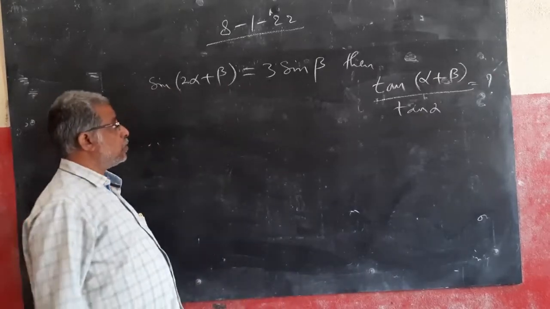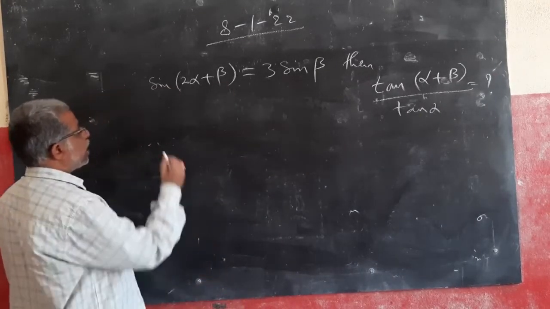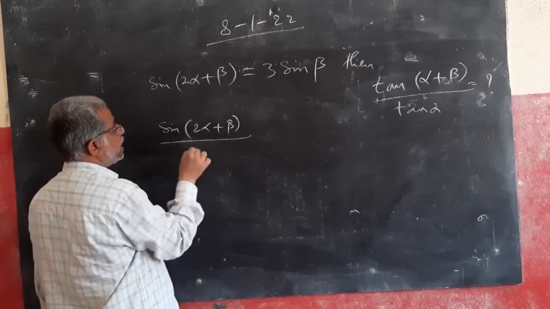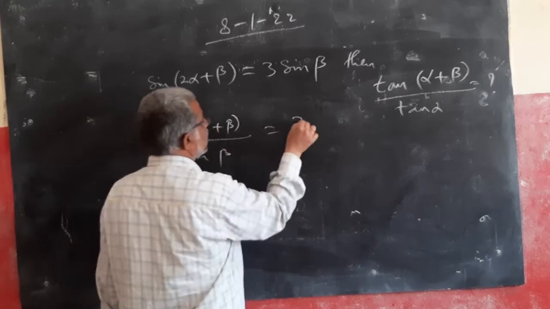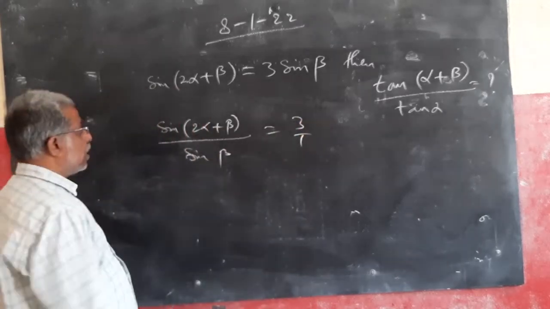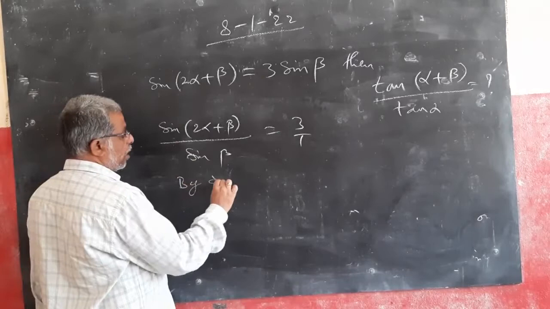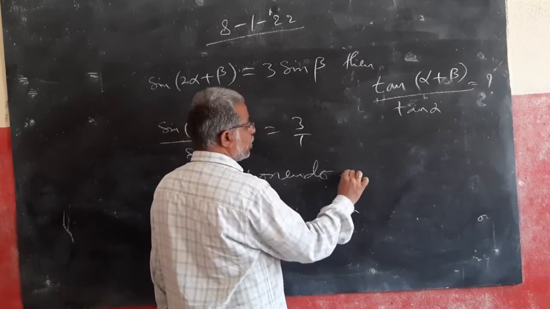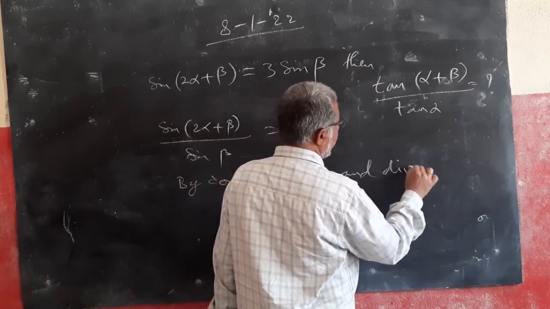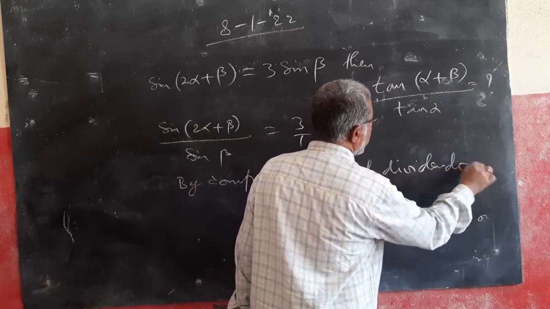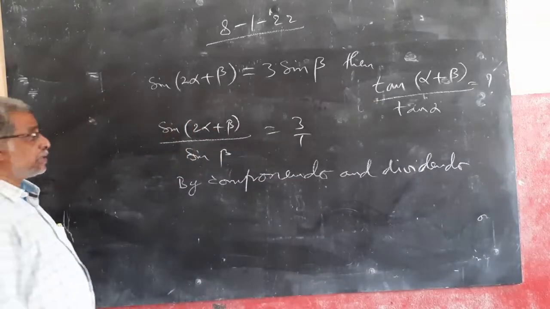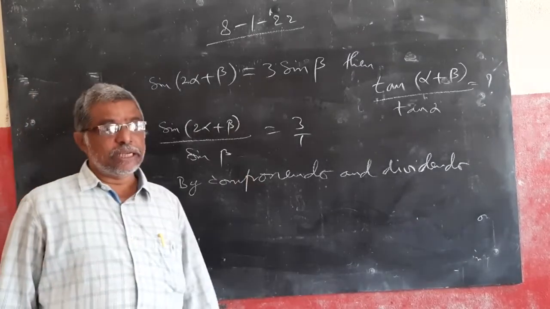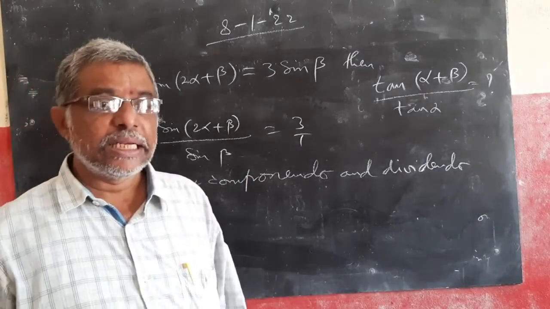Simple. What can you do? Bring sin beta to this side, then apply the componendo law and divide. Sin of 2 alpha plus beta by sin beta equals 3, and 3 I can write as 3 by 1. Now by componendo and dividendo, a by b equal to c by d means a plus b by a minus b equal to c plus d by c minus d.